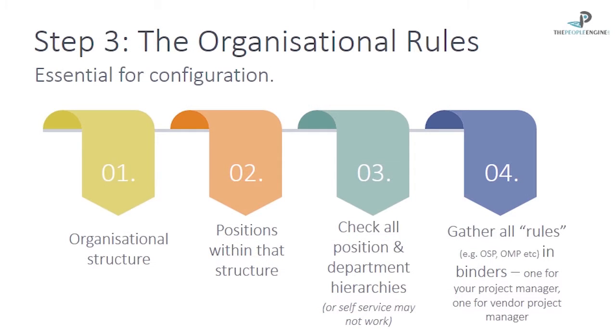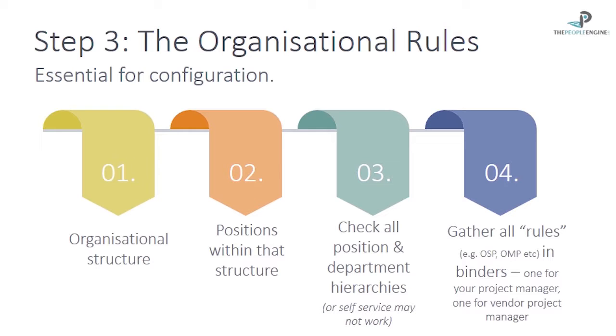Now, organizational rules, if you like, are the rules that make the organization tick, and they can vary from a whole range of things. When you look at the very basics, the organizational structure, you'll need a complete picture of that structure and the positions within that hierarchy, if you like. And you need those position and departmental hierarchies in detail, right down to every member of staff, otherwise your self-service and notifications may not work.